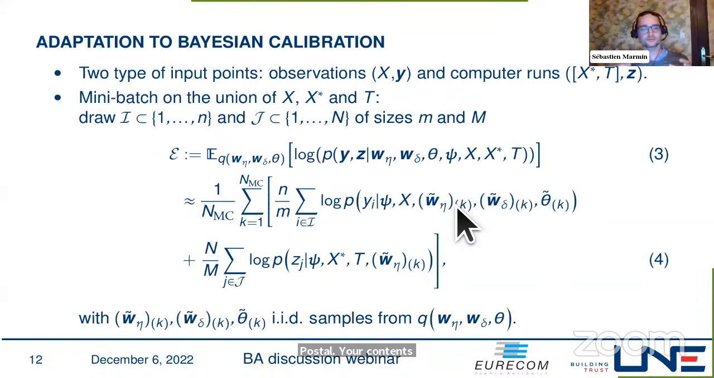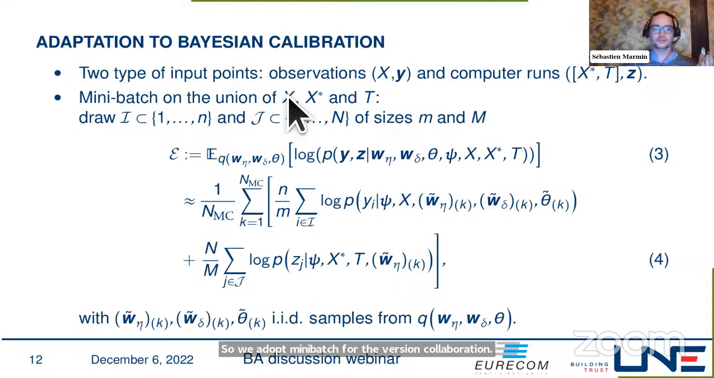So now we had to adapt this to Bayesian calibration. In particular, the question was how to deal with a lot of data, and what is often done is mini batch. So we adapted mini batch for the Bayesian calibration. The number of real-world observations is usually small compared to the number of computer runs, so we had to ensure that when we perform mini batch and subsampling of the data, we always have enough real-world observations.